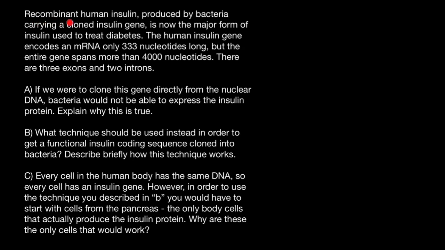Today we are going to talk about genetic engineering, and here's a problem. Recombinant human insulin produced by bacteria carrying a cloned insulin gene is now the major form of insulin used to treat diabetes. The human insulin gene encodes a messenger RNA which is only 333 nucleotides long, but the entire gene spans more than 4,000 nucleotides. There are 3 exons and 2 introns.